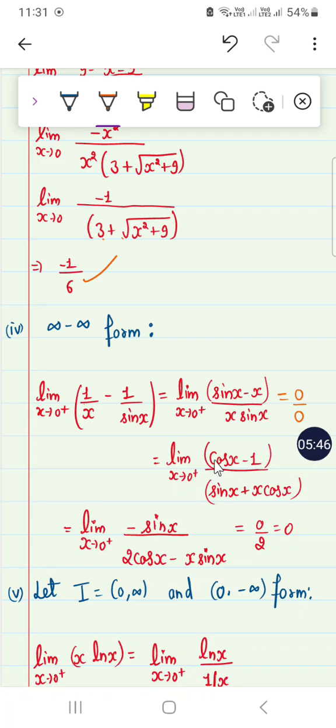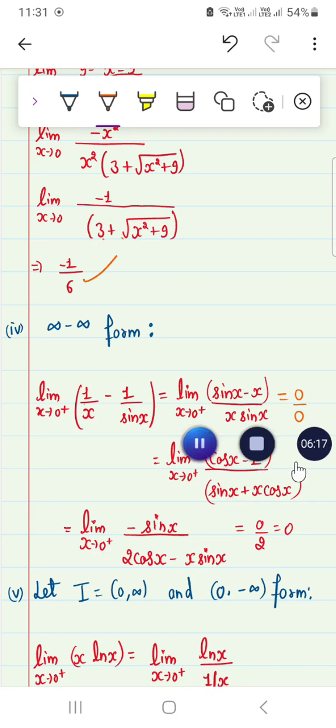What is the L'Hospital rule? L'Hospital rule is that the numerator you have to differentiate and the denominator you have to differentiate also, then take the limit. Okay, now after the derivative, this is cos x, this is 1, and this gives you sin x plus x cos x, right? So after taking the limit, this gives you sin x and cos x. Cos 0 is 1, 1 minus 1 is 0, sin 0 is 0.